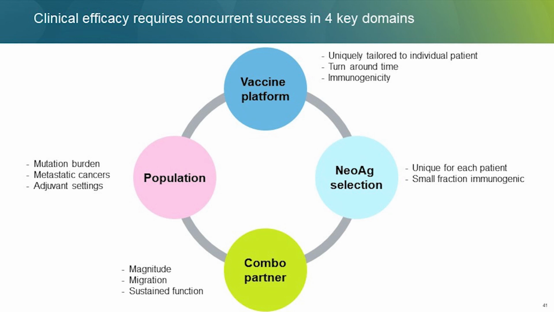I also want to add that combination therapy will be critical. We need to identify partners that can improve the magnitude of the T cell response, help further increase the migration of the T cells to the tumor, and improve the sustained functions of the T cells that are induced by the vaccine at the tumor site for success.